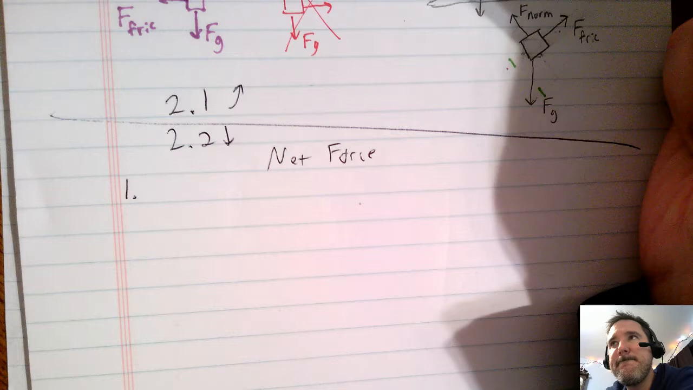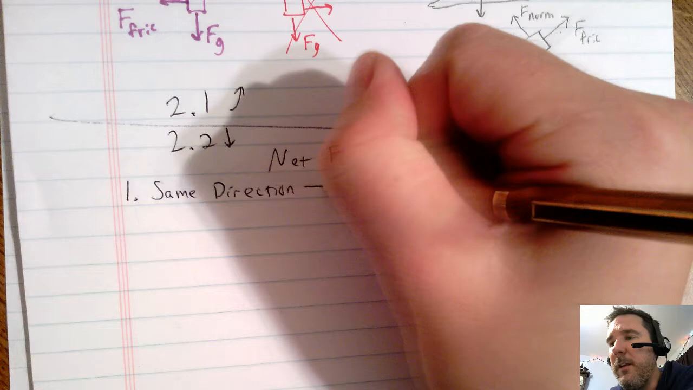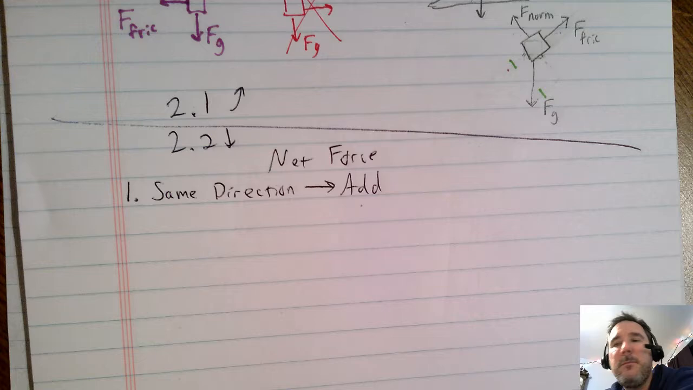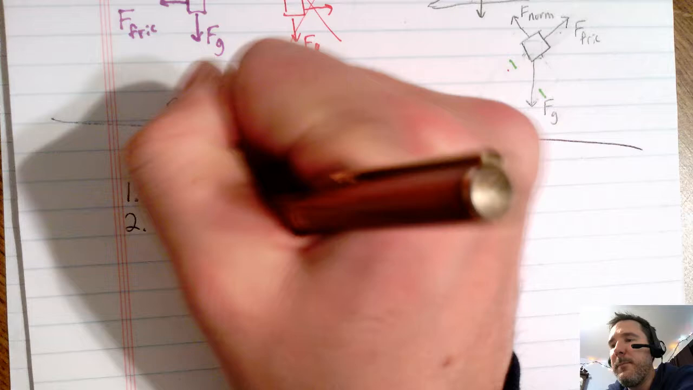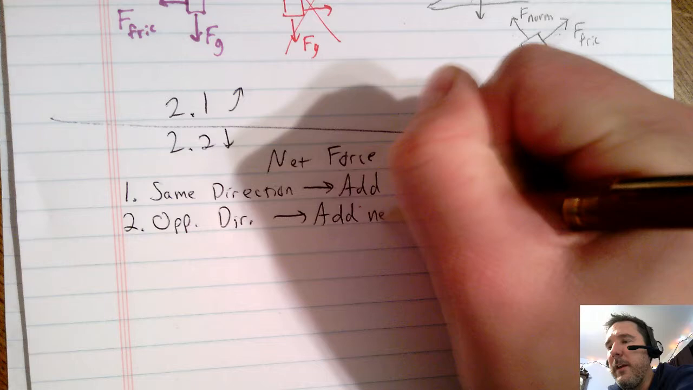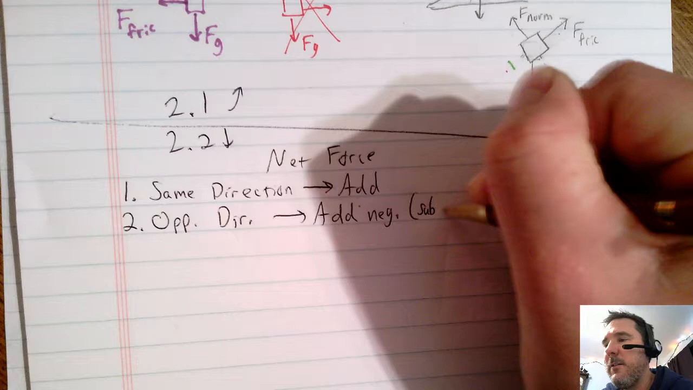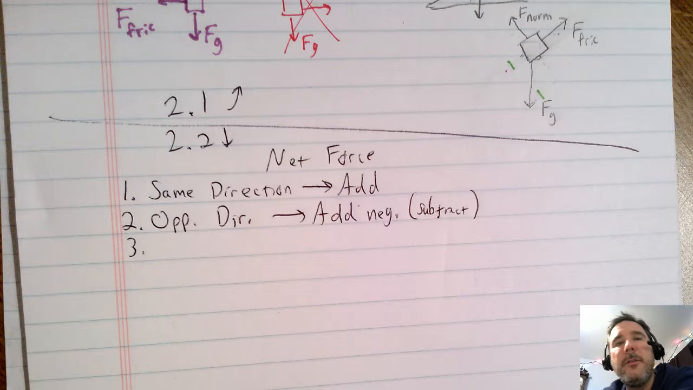If they're in the same direction, like literally they are parallel to each other and pointing in the same direction, then you just add them. You just find the sum. If they're parallel to each other but in opposite directions, then you still add them, but you add the negative. In other words, you subtract them. So if they're going in opposite directions, you subtract them, because that's what you're doing. You're literally saying north is positive, south is negative, because it's the opposite.